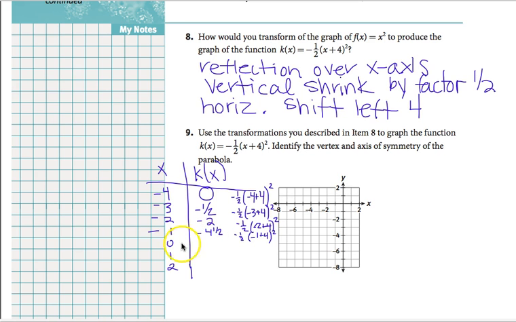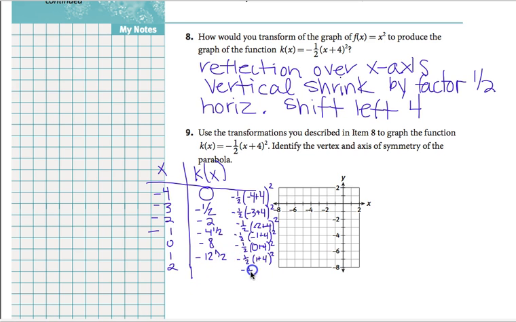Plug in 0, negative 1/2 times 0 plus 4 squared. So 4 squared is 16. Negative 1/2 times 16 is negative 8. Now positive 1. Negative 1/2, 1 plus 4 squared. So 5 squared is 25 times negative 1/2 is negative 12.5.